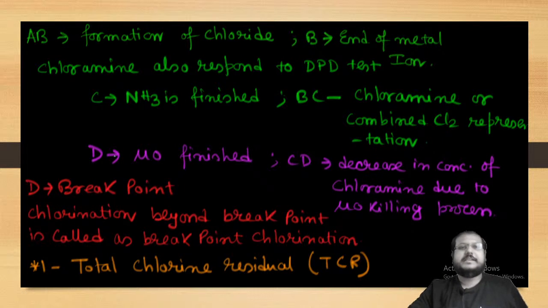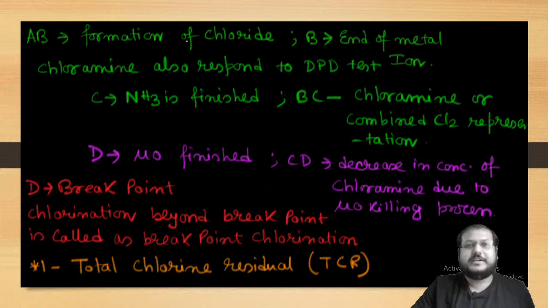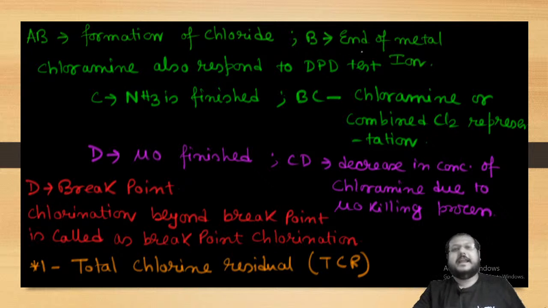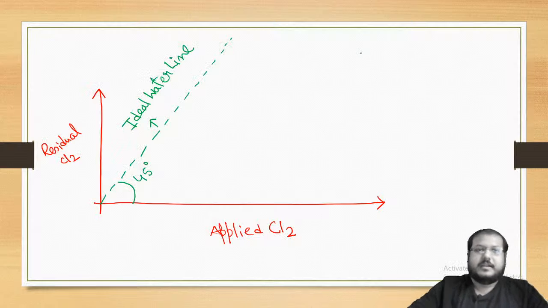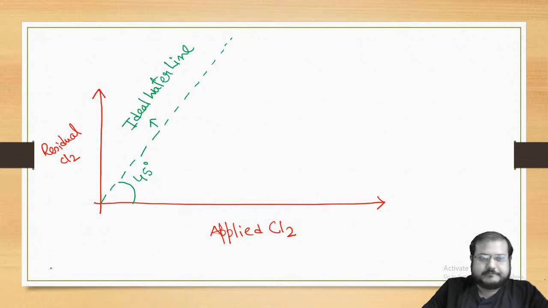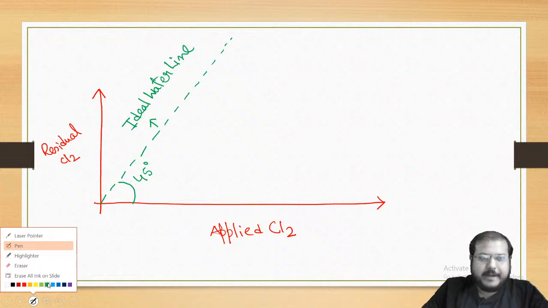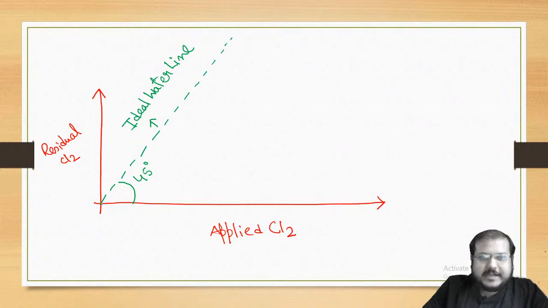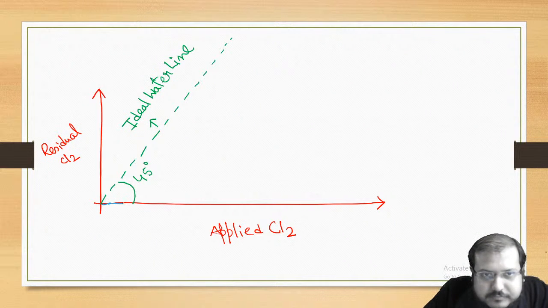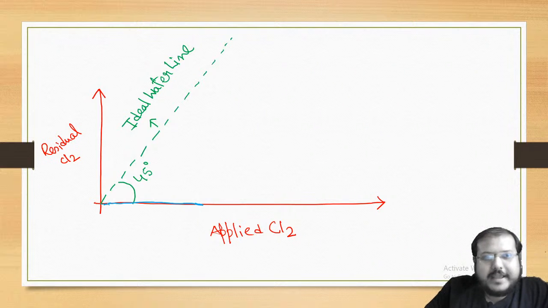So AB is actually depicting the formation of chloride and B is end of metal ion. So if you start applying chlorine, until all the metal ions are finished, you are not going to get any kind of y-axis value. Why? Because your residual value is not there.